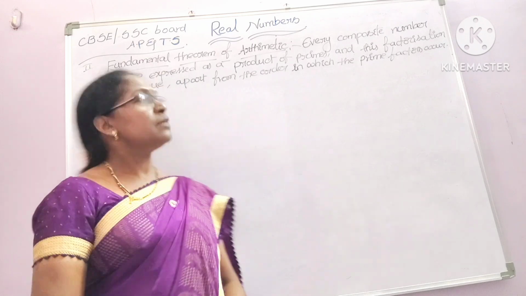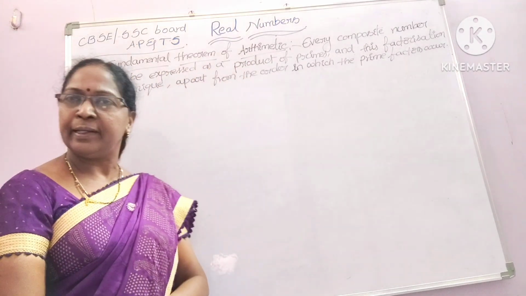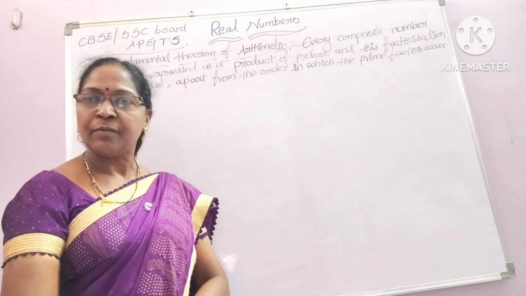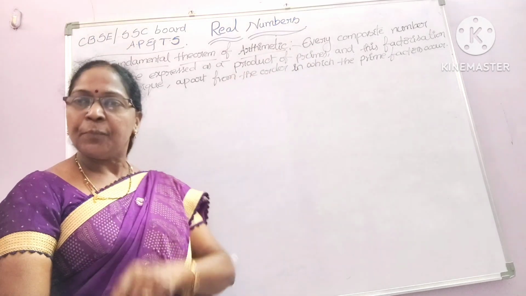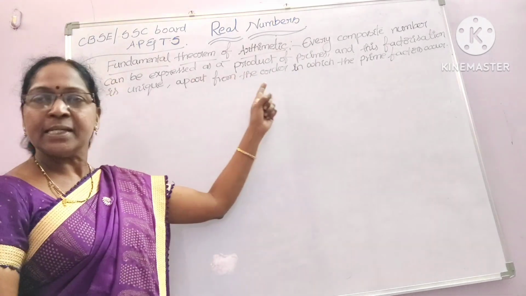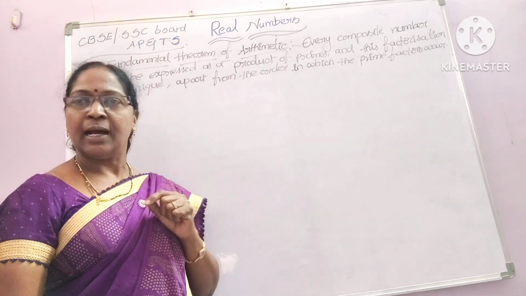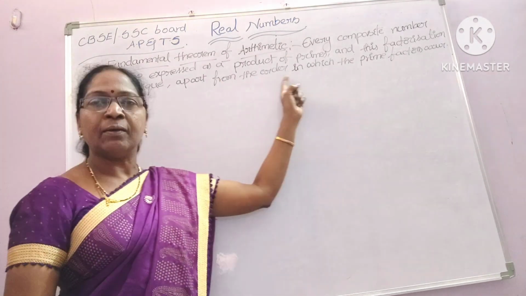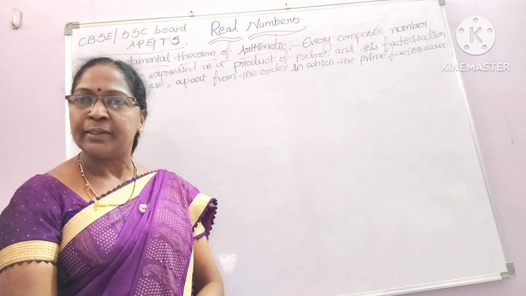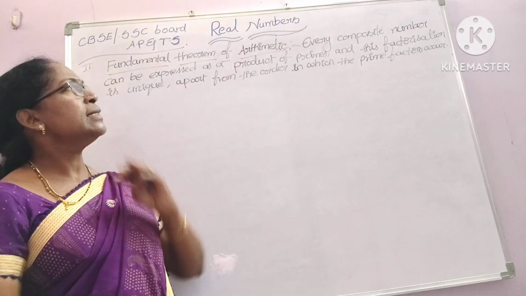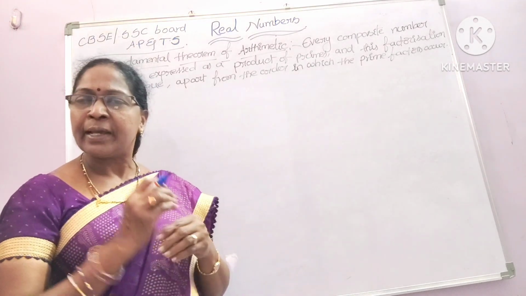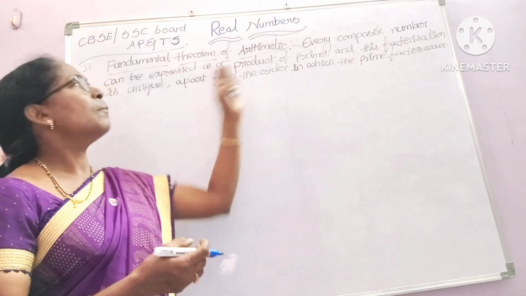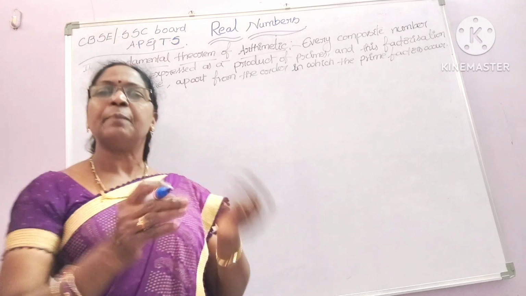Next theorem is the fundamental theorem of arithmetic. What is the fundamental theorem of arithmetic? Every composite number can be expressed as a product of primes, and this factorization is unique apart from the order in which the prime factors occur. What is that? Every composite number can be expressed as a product of primes.